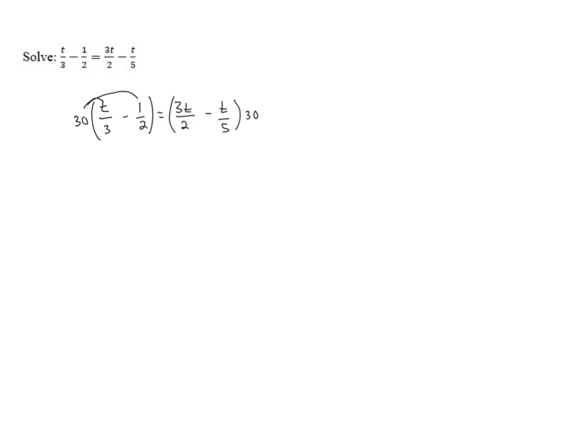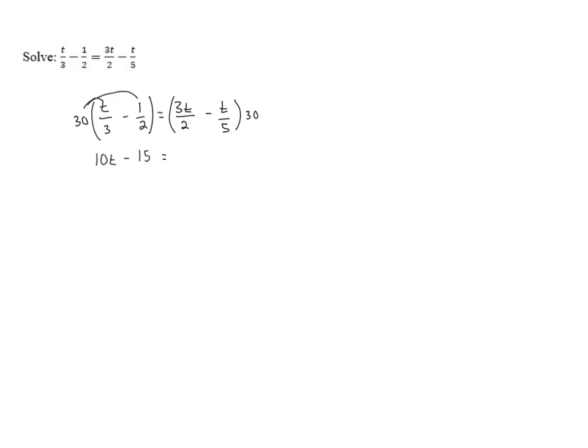30 times t is 30t, and 30t divided by 3 gives us 10t. Then we have minus 30 times 1/2. Well, 1/2 of 30 is 15. Or alternatively, 30 times 1 is 30, divided by 2 is 15. There's so many ways to do these multiplications.